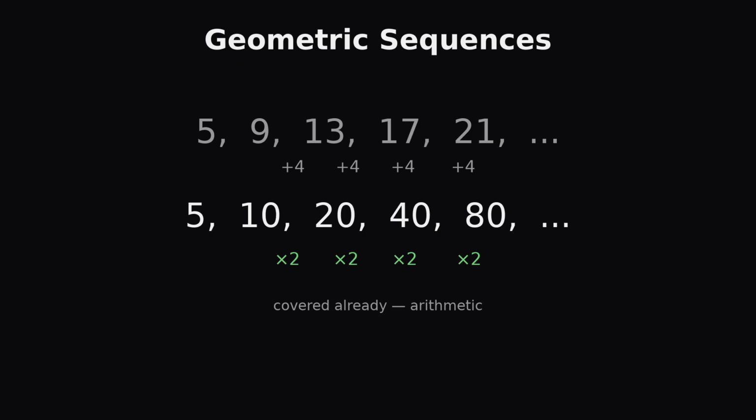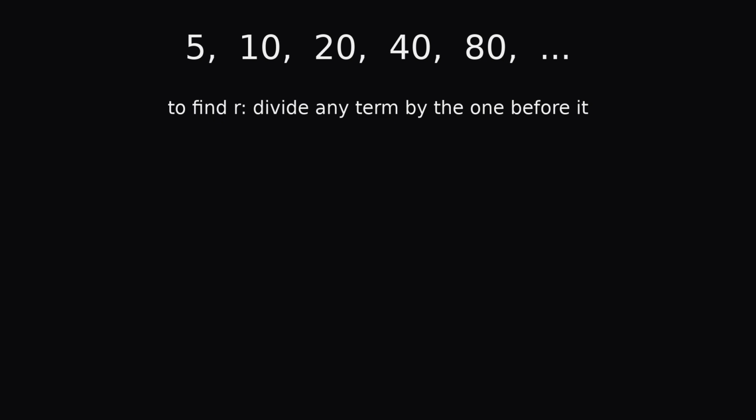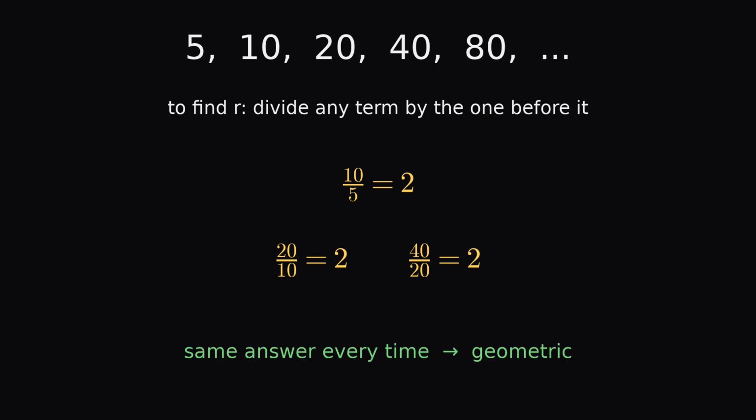The number you multiply by has a name. It's called the common ratio, and we write it as r. And here's the quickest way to find r on any sequence. Divide any term by the one before it. 10 divided by 5 is 2. 20 divided by 10 is 2. 40 divided by 20 is 2. If you get the same answer every time, it's geometric.